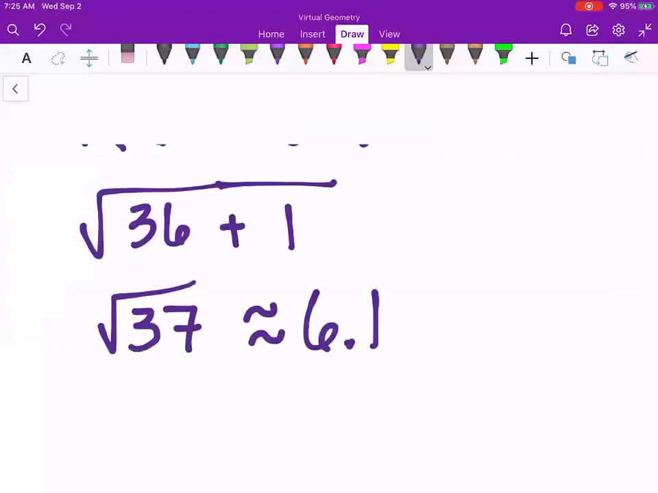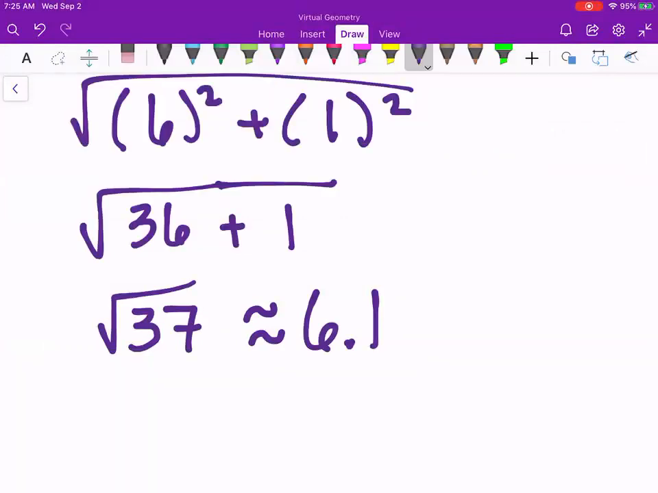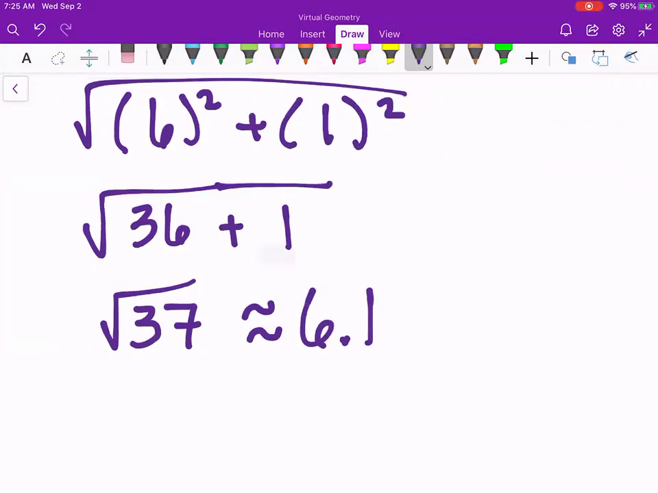All right, so guys, I hope you enjoyed learning a little bit about finding the length of a segment when it's on a graph. You've got two options, either Pythagorean theorem or distance formula, whichever one you choose to use.